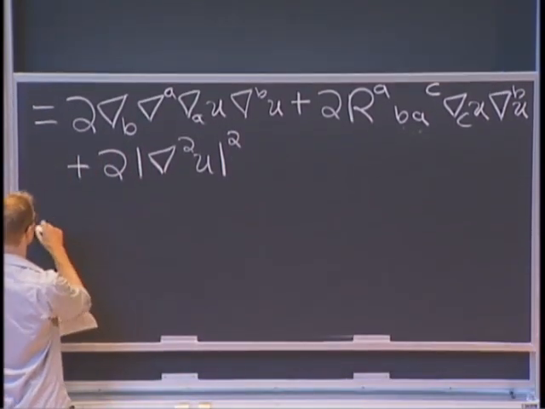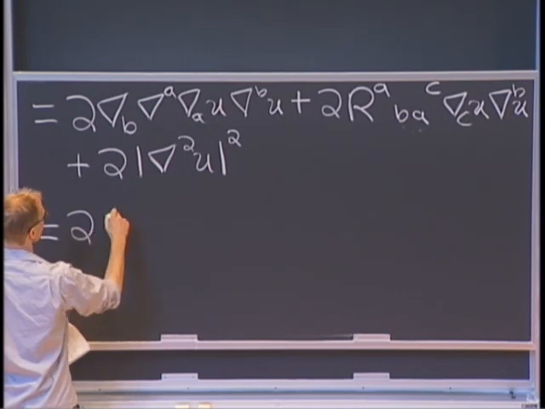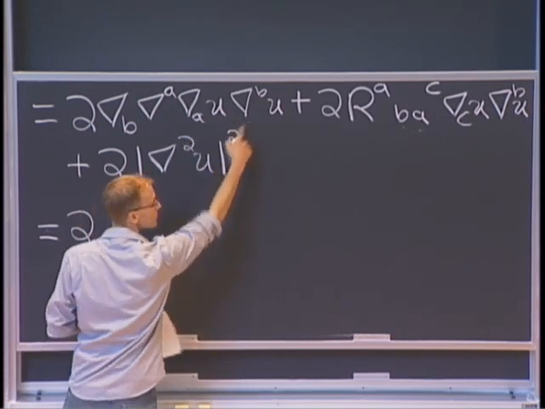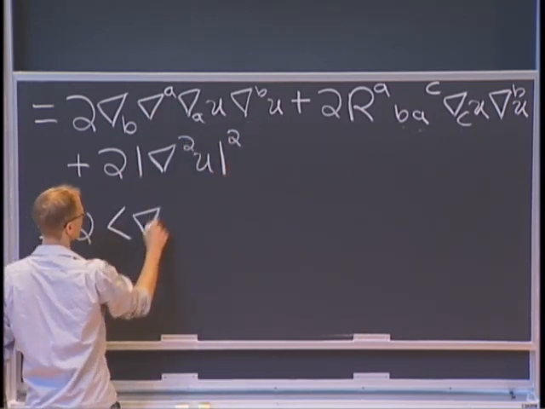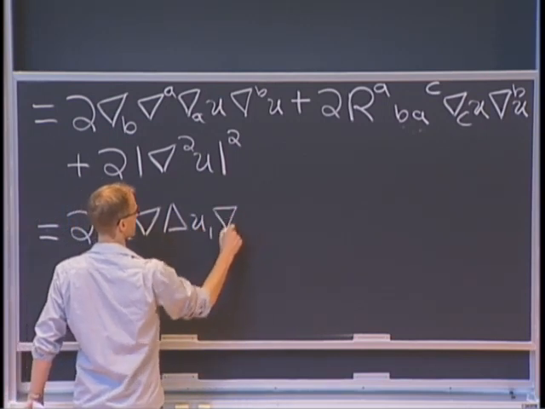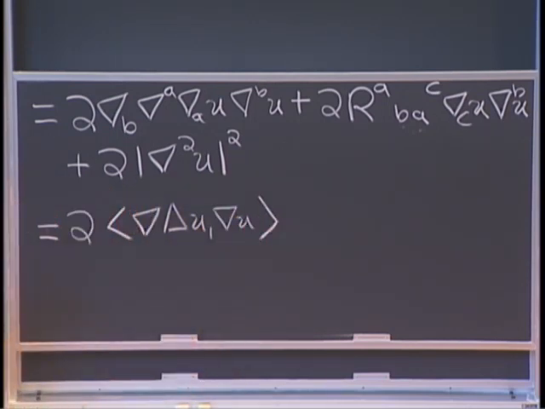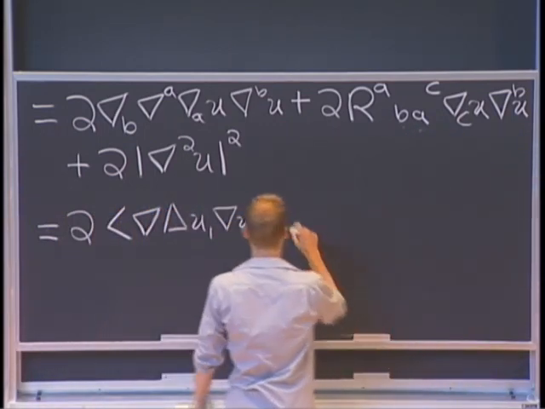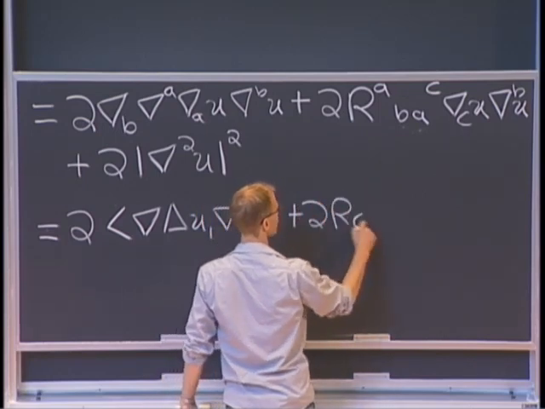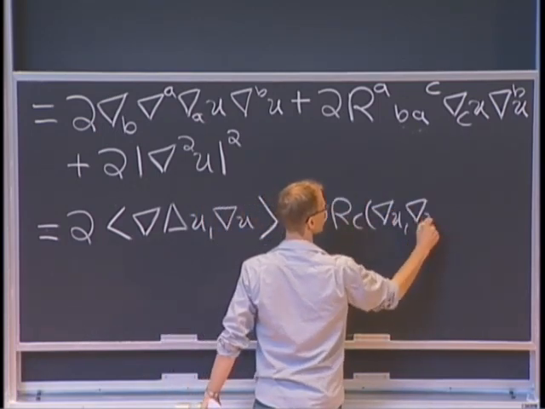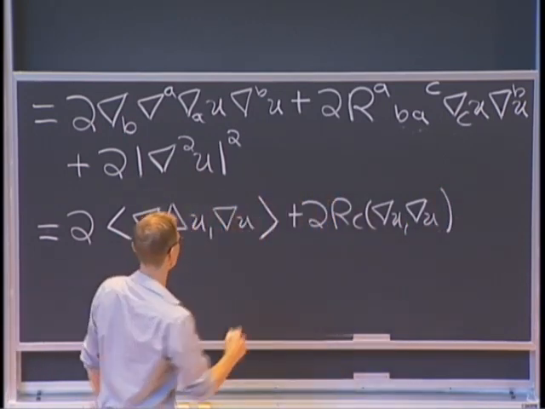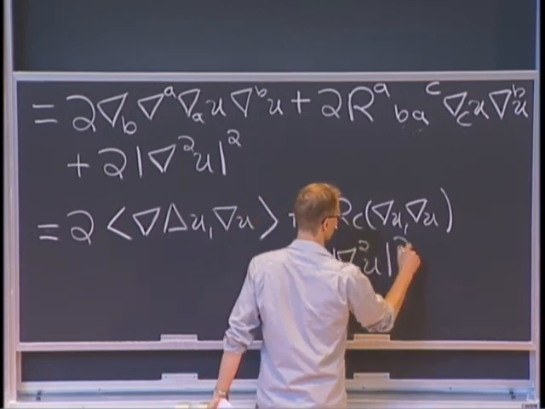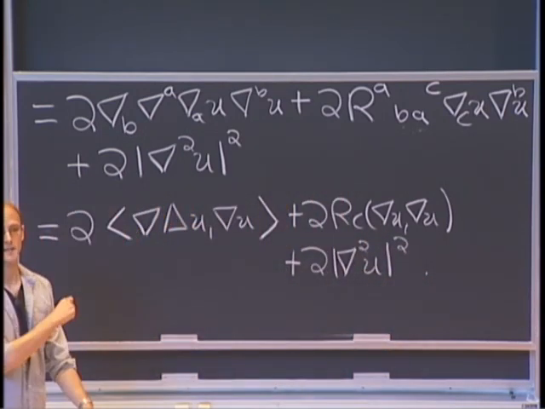And now we're nearly done. So this first term is 2 times, well, this here is the Laplacian of u, so it's the gradient of the Laplacian of u, inner product with the gradient of u. If we write this without indices, we get gradient Laplacian of u, gradient u is this term. This is the Ricci curvature applied to gradient u, so plus 2 Ricci, gradient u. And finally, plus 2 times the Hessian of u squared. Done. So this is exactly what we claimed at the end of last lecture.